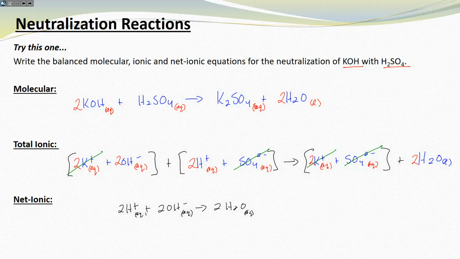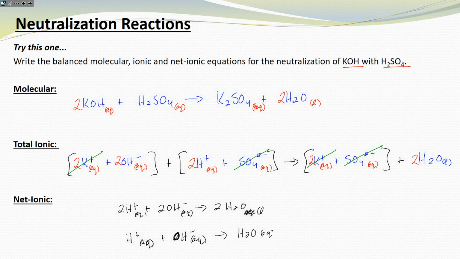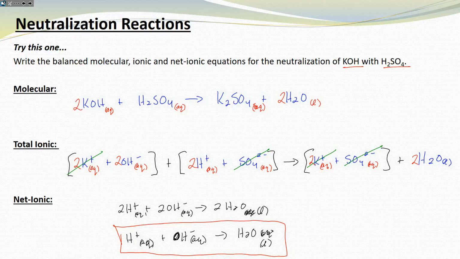Well, we can reduce those ratios. So anytime we can reduce our coefficients in a reaction, we will. We want the lowest whole number ratio for our reactions. So the net reaction will actually be H plus aqueous plus OH minus aqueous making H2O. Or not aqueous, I should have that as a liquid. My bad. That should be a liquid. So there's our net reaction, and if you look, it's actually the exact same net reaction we had in the previous example. So it doesn't matter which acid or base you react, the net reaction of a neutralization reaction will always be H and OH makes H2O.